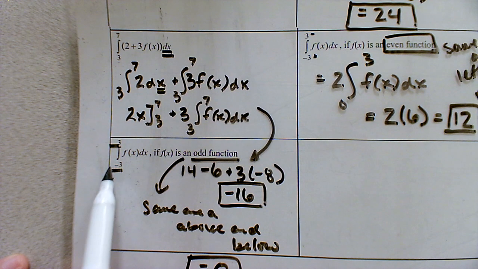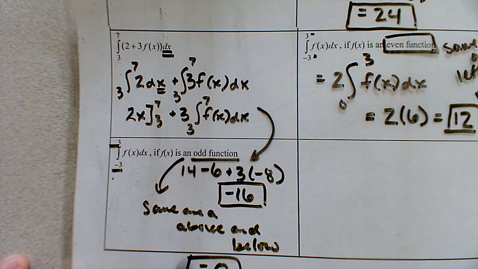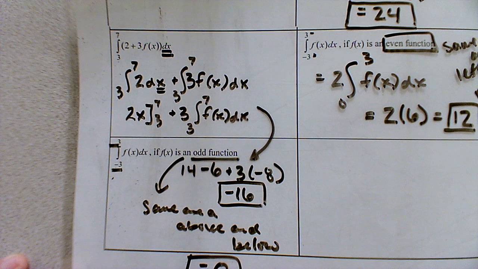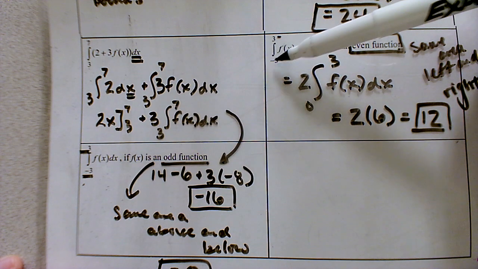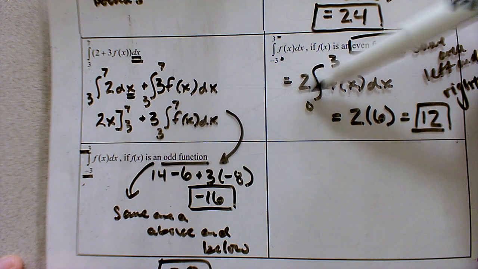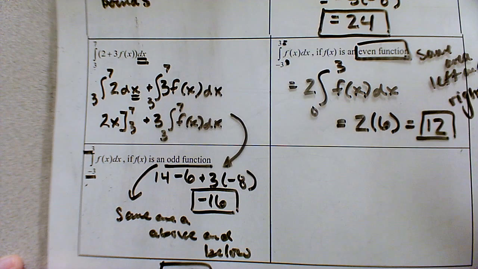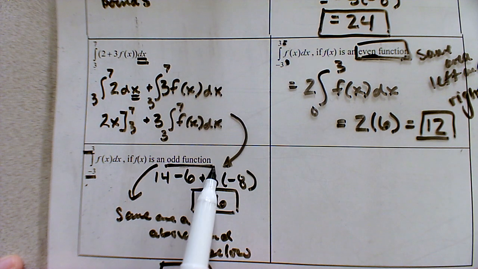We do have to be careful though with these last two, because for instance, if this said negative 3 to 4, we would not be able to assume that the area value was 0. And for instance, from negative 3 to 4 for the even one, we would not be able to assume that it's exactly double. So we have to make sure that we have the same numbered value if we're going to use that even or odd property, just one's negative and one's positive.